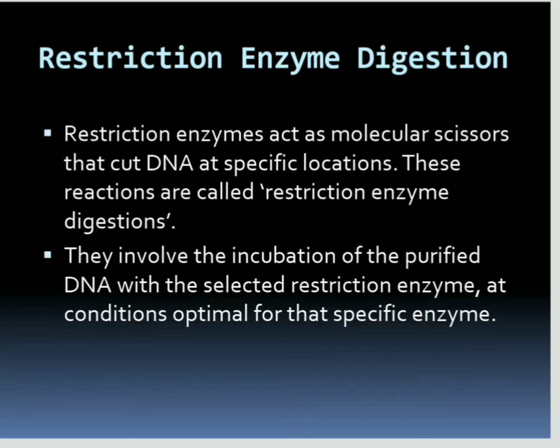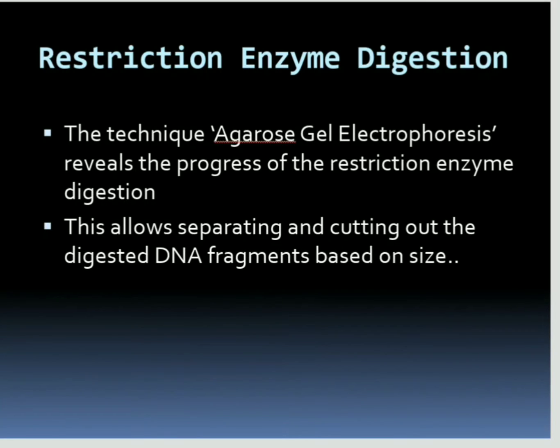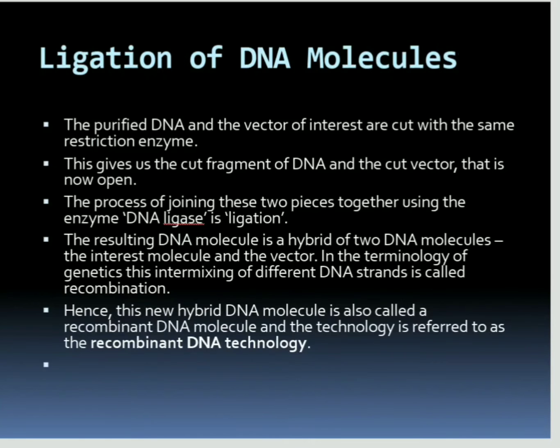After this, we have to run the digested DNA on agarose gel electrophoresis, which reveals the progress of the restriction enzyme digestion. This allows us to separate and cut out the digested DNA fragments based on size. So with electrophoresis, based on the size, we can separate the fragments.